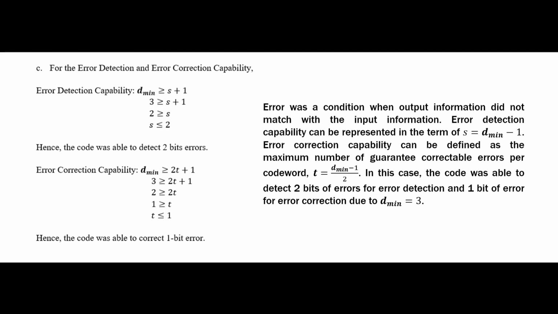Error is a condition when the output information does not match the input information. Error detection capability can be represented in terms of s equals d min minus 1. Error correction capability is defined as the maximum number of guaranteed correctable errors per code word, t equals d min minus 1 divided by 2. In this case, the code was able to detect 2 bits of error and correct 1 bit of error, due to d min equal to 3.